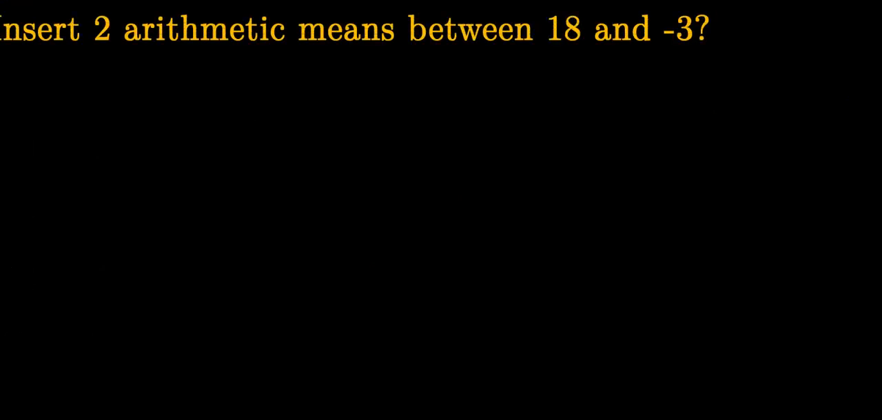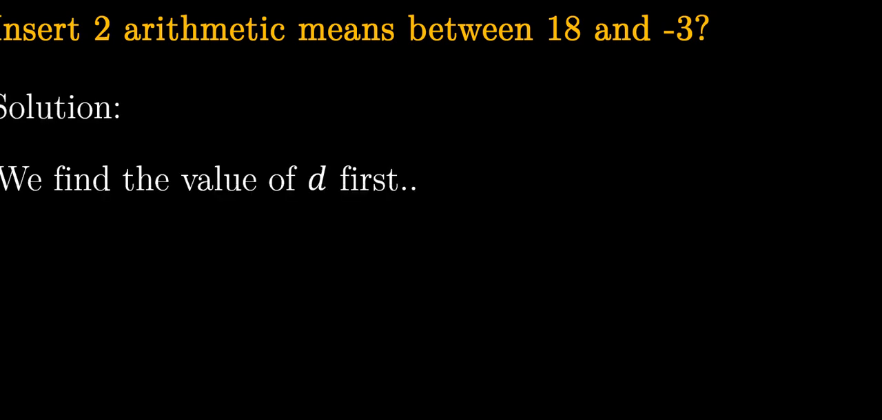So let's insert two arithmetic means between 18 and negative 3. So let us say this 18 to negative 3, and we're going to insert two arithmetic means. That gives us negative 3 as our fourth term. So it means that from 18 it becomes negative 3. The resulting sequence after inserting two arithmetic means is descending from higher to lower. So solution, let's find the value of d. The same procedure, okay?